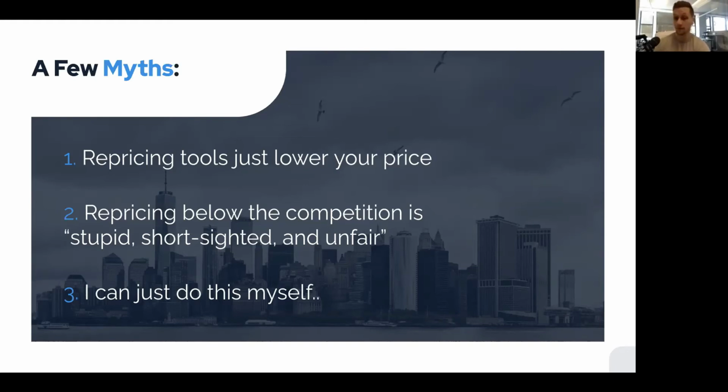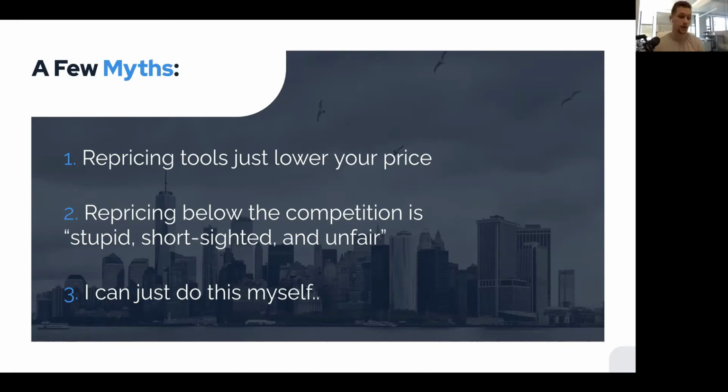So one, my favorite, which used to be true, is that repricing tools just lower your price. Certainly it's a major factor, and I think it's something we need to talk about. In the old days, as I like to say, that's pretty much what they did. But we know basic economics: I can tank your price and increase sales, but you're not happy about that because you made no money.